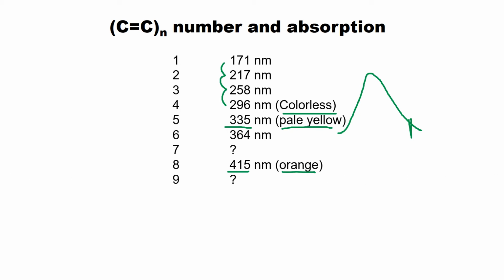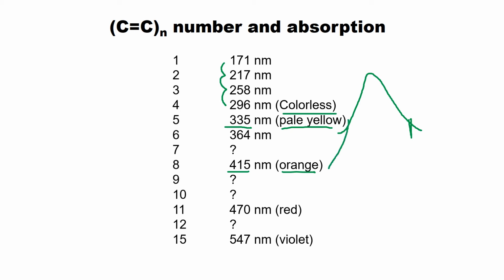And 9, not known. 10, well, I couldn't find either. 11, now it's 470 nanometers. It's red color. 12, not known. 15, it's now 547 nanometers. Now the color change is going from yellow to orange and red and violet. Now it started to cover almost every color in visible light.